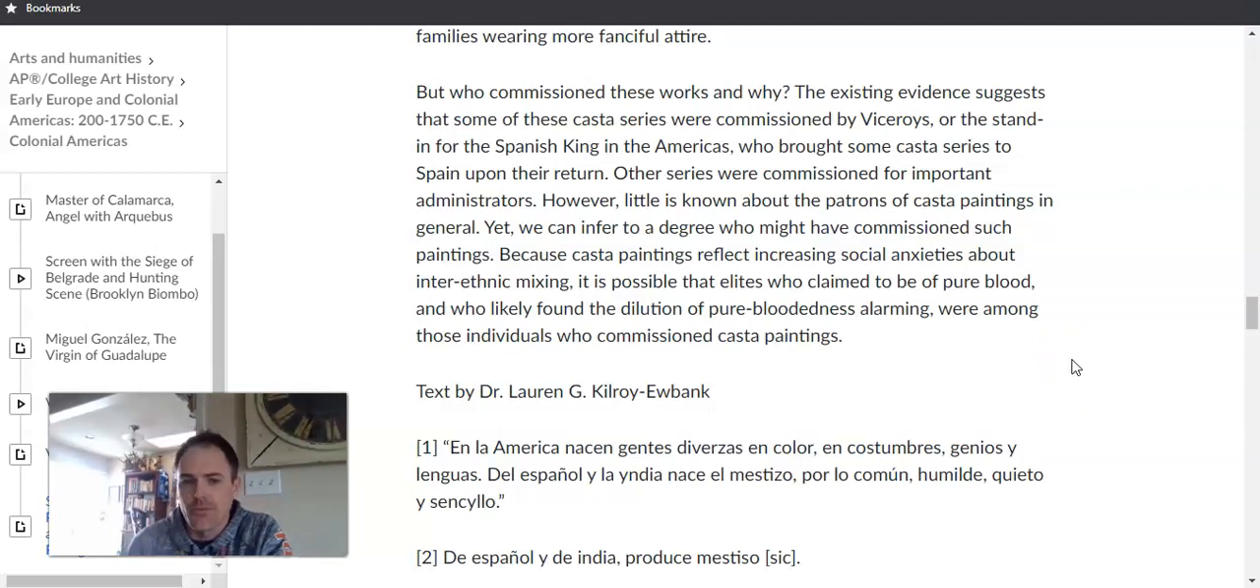Other series were commissioned for important administrators. However, little is known about the patrons of Casta paintings in general, yet we can infer to a degree who might have commissioned such paintings. Because Casta paintings reflect increasing social anxieties about inter-ethnic mixing, it is possible that elites who claim to be of pure blood and who likely found the dilution of pure-bloodedness alarming were among those individuals who commissioned Casta paintings. In other words, they're making these paintings to show how pure and important they were.